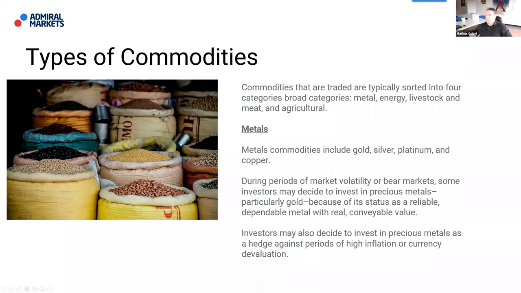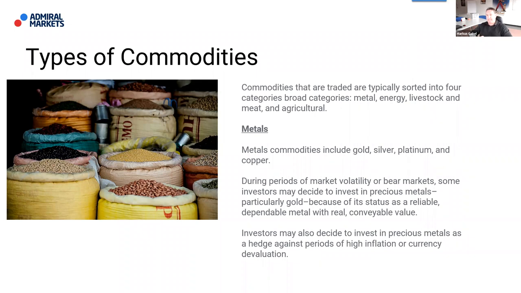Which types of commodities can we trade? Commodities that are traded are typically sorted into four categories. Broad categories like metal, energy, livestock and meat, and agriculture. Let's start with metals. Metals commodities include gold, silver, platinum, and copper. I love to trade copper. It's an interesting chance. Listen, copper is really interesting at the moment.